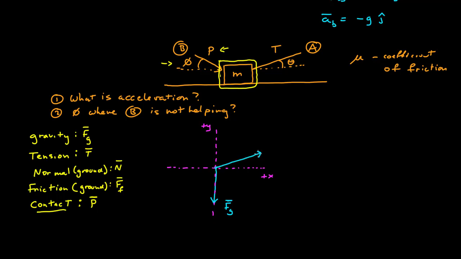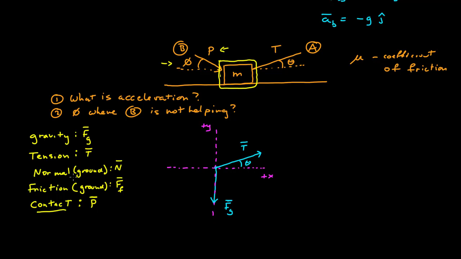My tension force, using my tension force model, has a magnitude that's T, and it is in the direction along the direction of the rope at the point of contact with the mass, which is an angle theta above the horizontal axis. All right. My next is the normal component of the contact force with the ground on the mass.